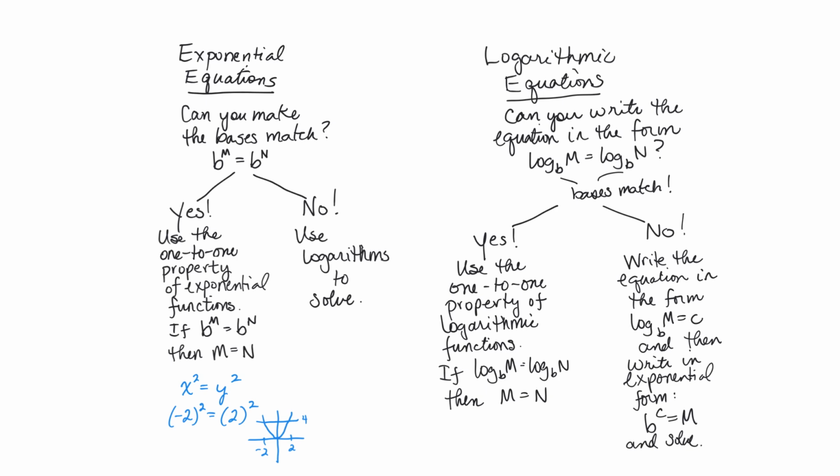With the logarithmic equations, if I could not create a situation in which I had two logs equal to each other whose bases matched, then I could write the equation in the form log to the base b of m equals c, and then write that logarithmic equation in its equivalent exponential form and solve, right? So there are some very similar characteristics of solving these types of equations, right? They both have two methods. Both of them are going to be using the one-to-one property if possible, because that's always going to be the easiest way to solve if you can.